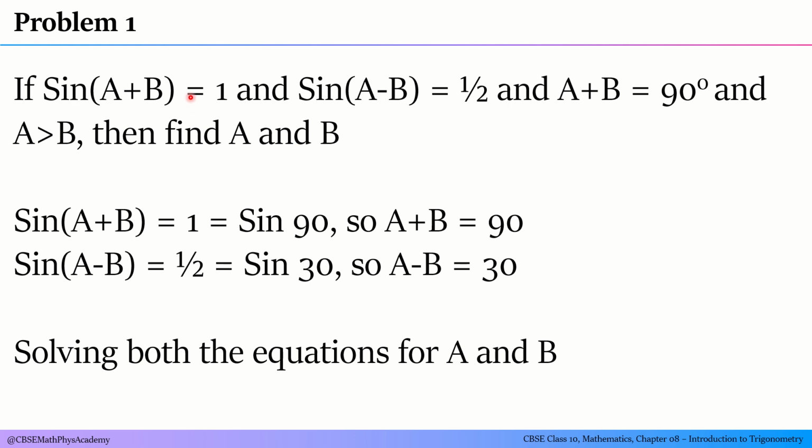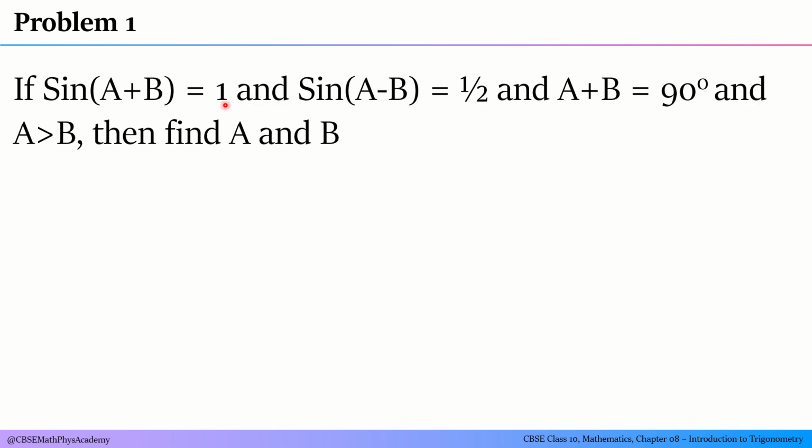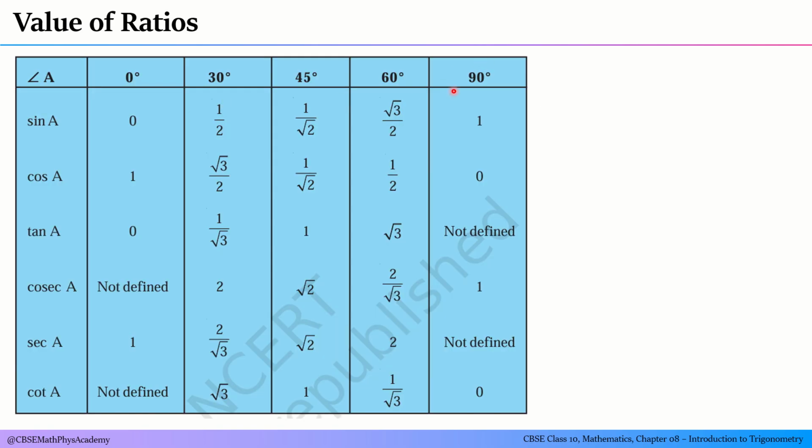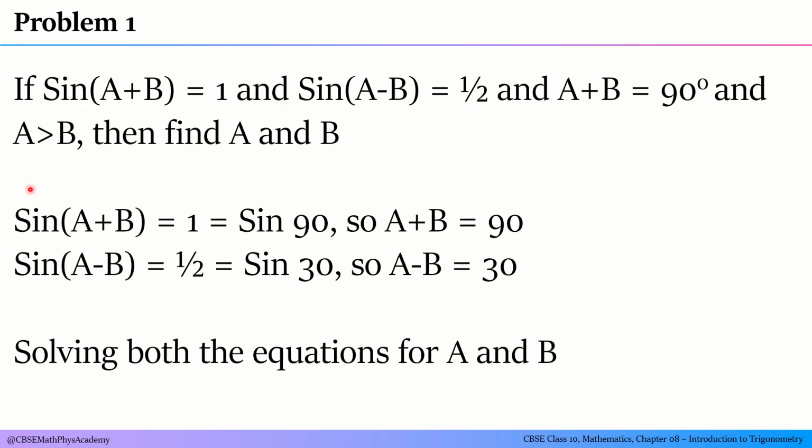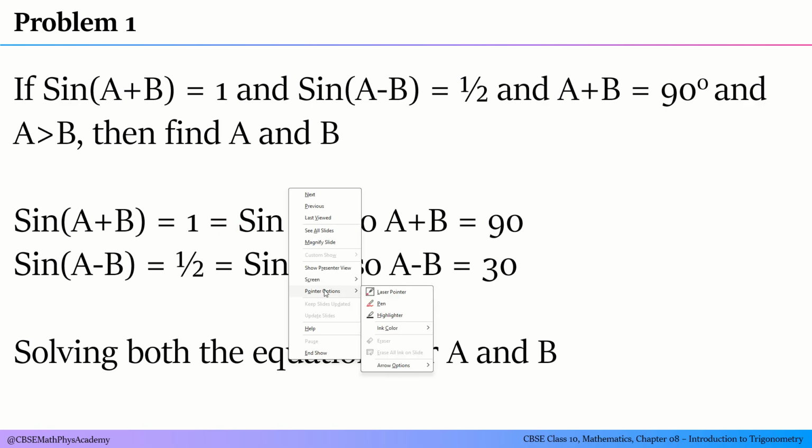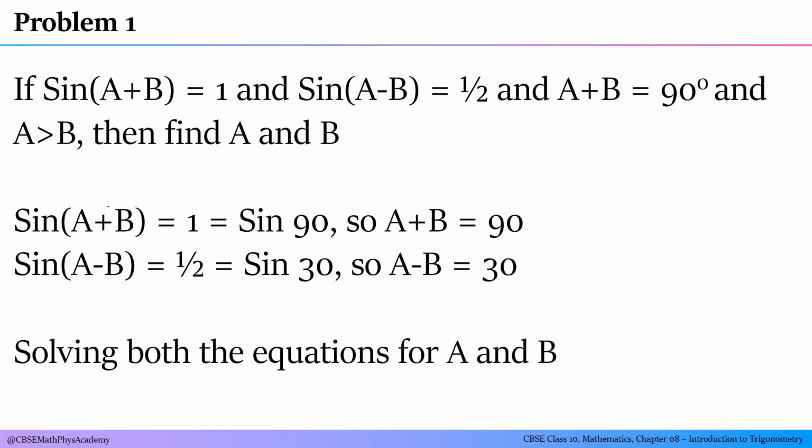What angle gives sine 1? Sin 90 degrees gives you the value of 1. So sin(a + b) is equal to 1, which is equal to sin 90 degrees. You then equate a + b to 90 degrees. So a + b is equal to 90.